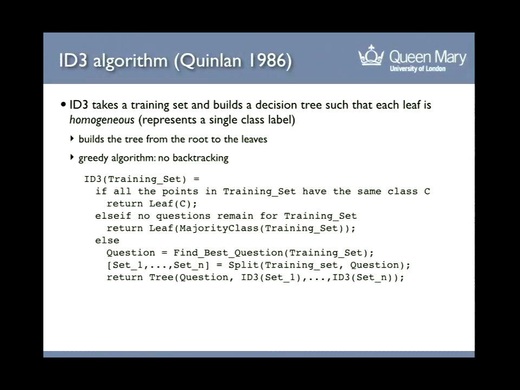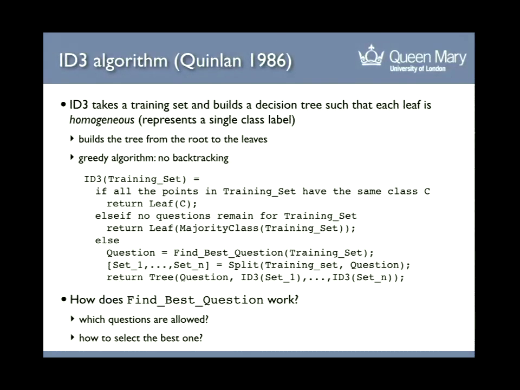And it keeps doing that recursively. It chooses the best question for each of the subsets, returns a subtree, and so on, until what it's returning are leaves, because the subset is so small that it's only got examples of the same class. Okay, so that's what the algorithm does. Any questions on how that works?